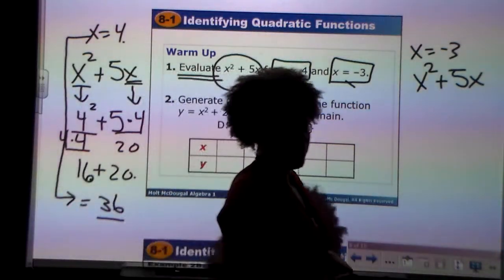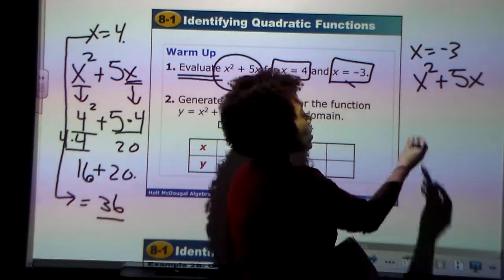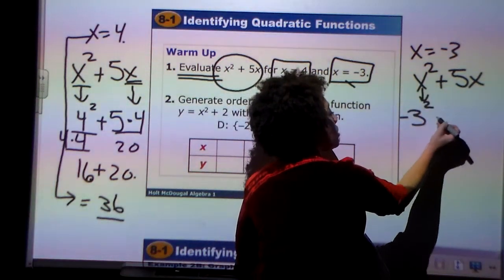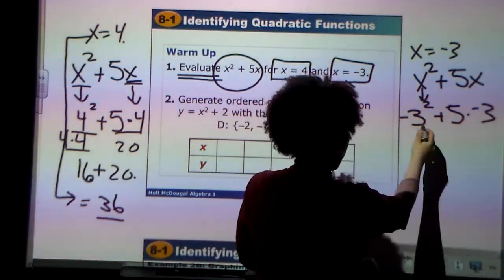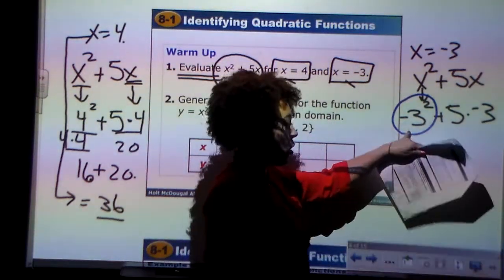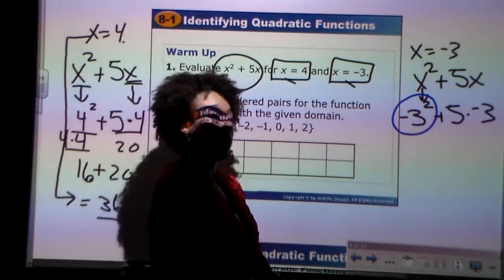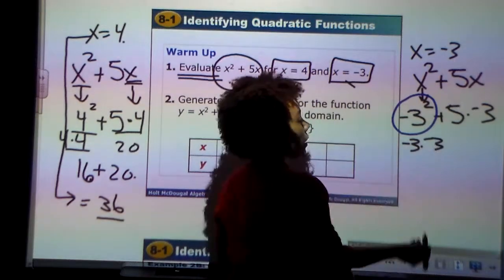So over here, I like this example because it shows you what to do when you see a negative. You have negative 3 substituted for x squared plus 5 times negative 3. Now this is tricky right here, and that's why they put this example in here. What happens when you have a negative squared? It depends how the negative is represented. Here, it is the entire negative 3. So that means negative 3 times negative 3.